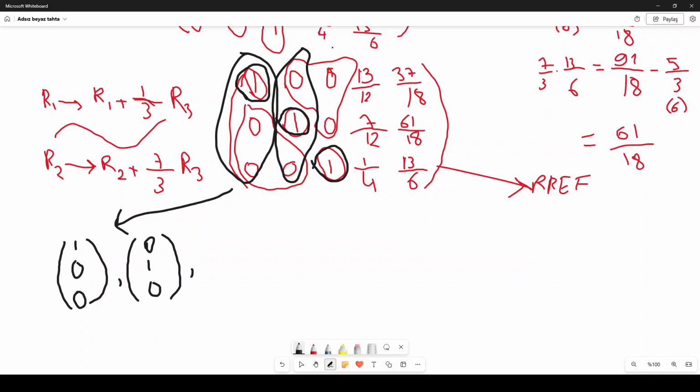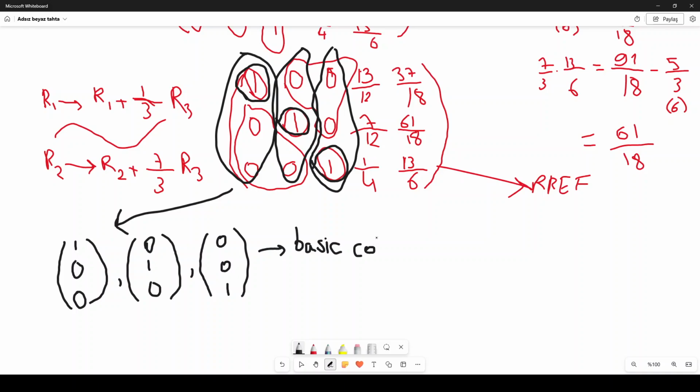and the third basic column is 0, 0 and 1, right? The third column. So these are the basic columns. And why is that? Because they consist of the pivot elements. So these are the basic columns.